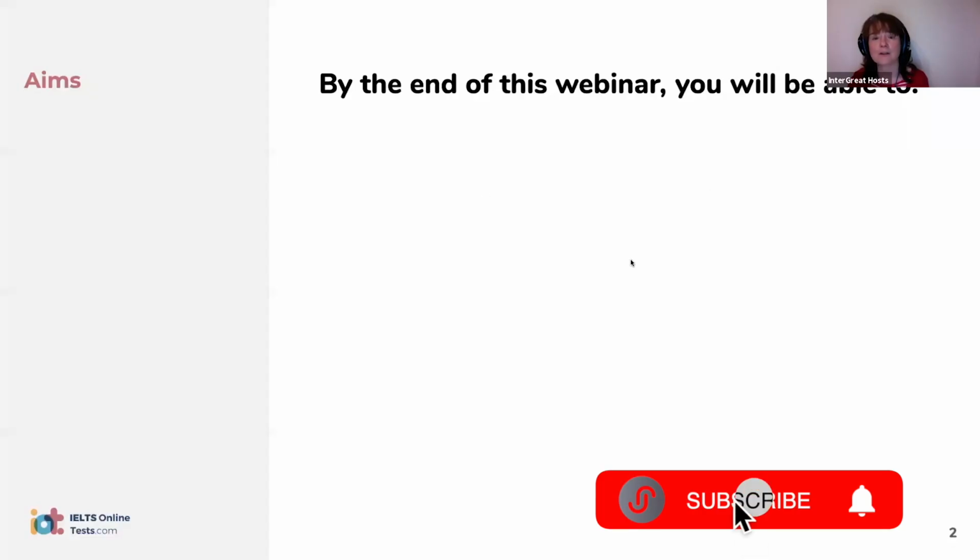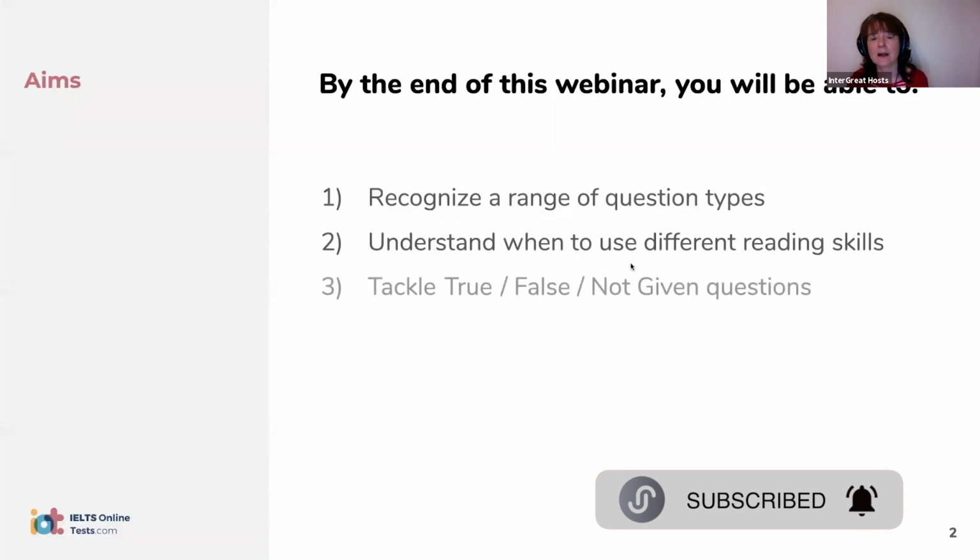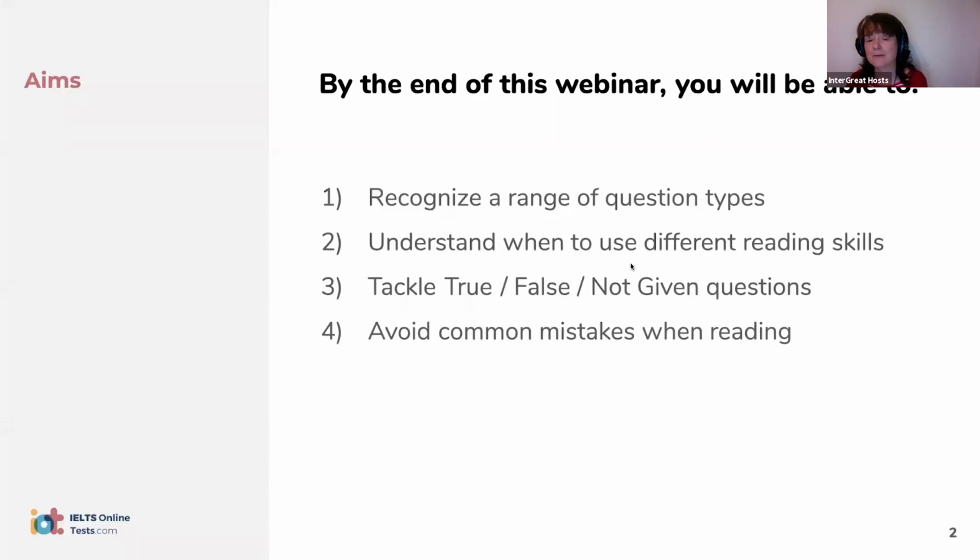So what we're going to look at here is we're going to specifically look at the true, false, not given, but we're also going to look at some of the reading strategies that you're going to need to use for this type, okay? And try and avoid some of the mistakes that people make with the true, false, not given, okay? Hi, Faiza.